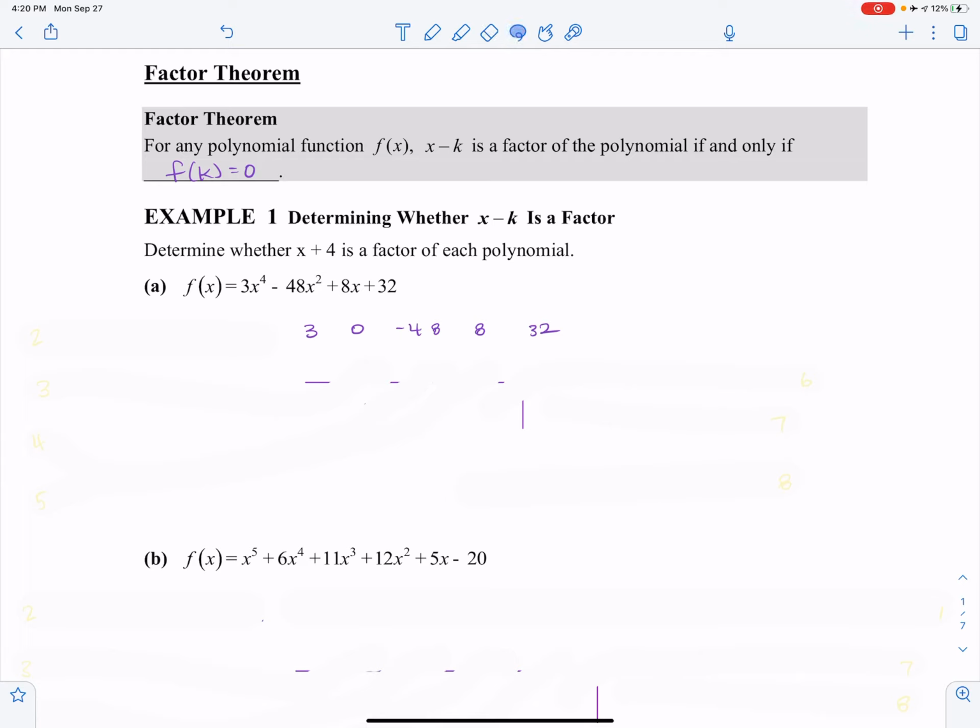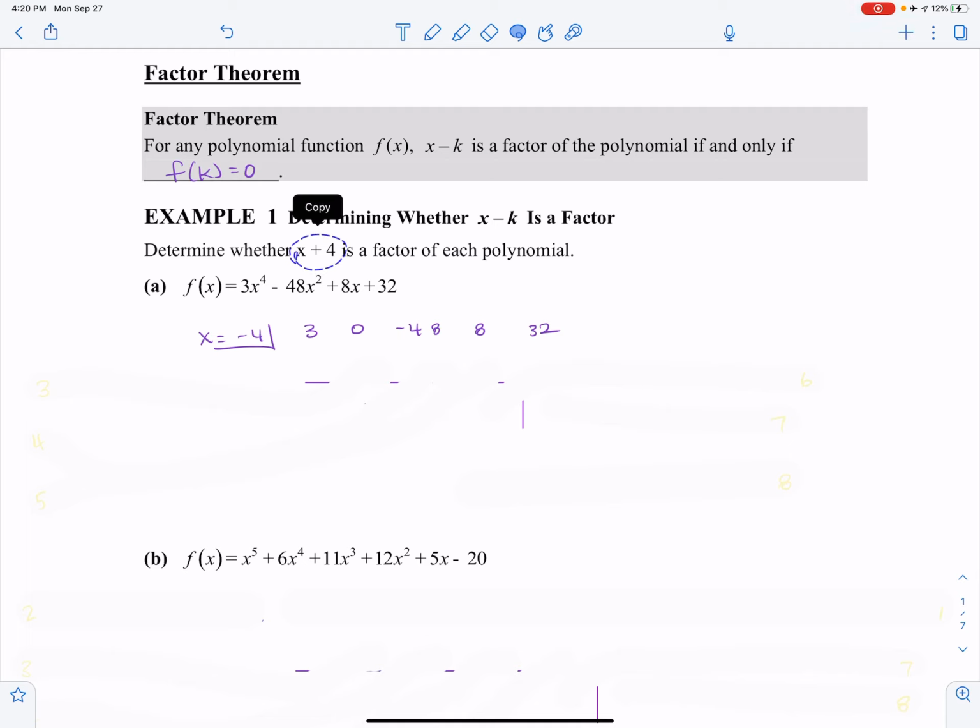Since we are going to be looking at the factor x plus 4, then whatever is going to go in your box over here is what x equals. So if you take x plus 4 and solve for x, you get x equals negative 4, that's what always goes in the box. We talked about synthetic substitution in section 3.2, so you can go back to that section if you forget how to do this.